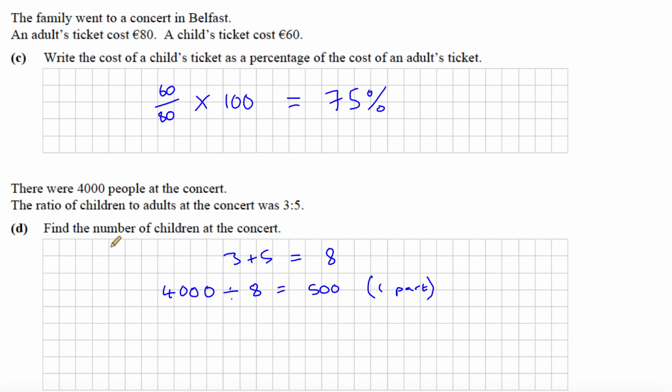Okay, but it does say that the number of children is 3 parts. So if 1 part is 500, 3 parts would be 500 multiplied by 3, which is 1,500, and that's the number of children at the concert. And that's the end of the question.